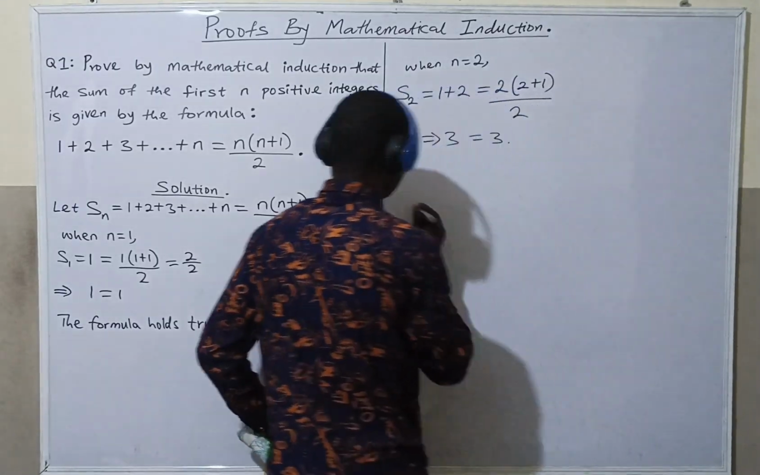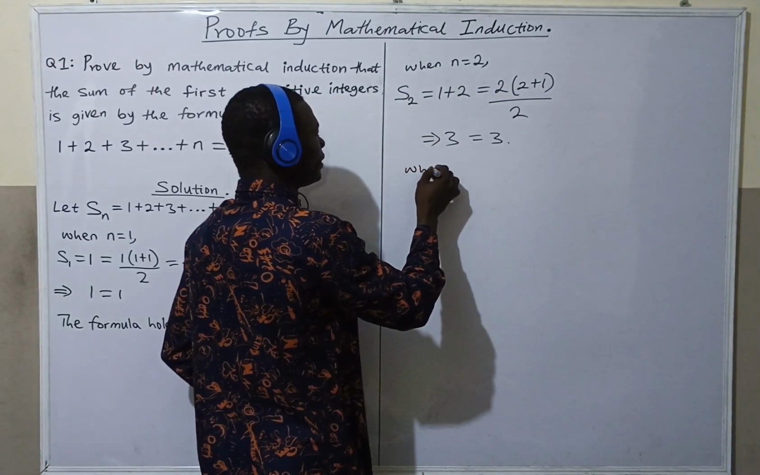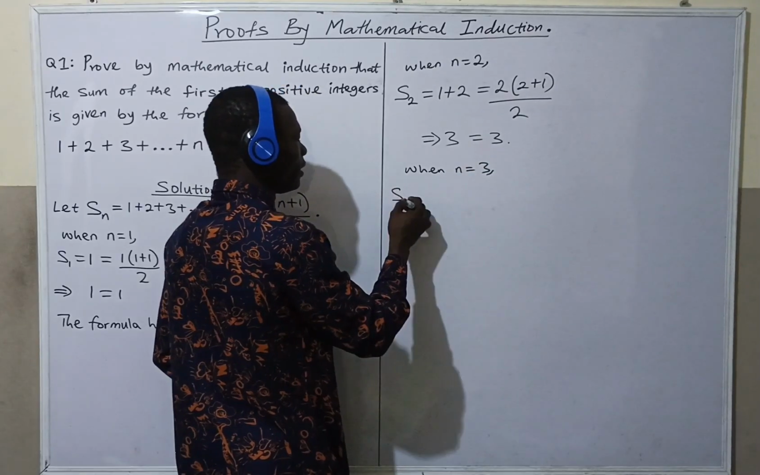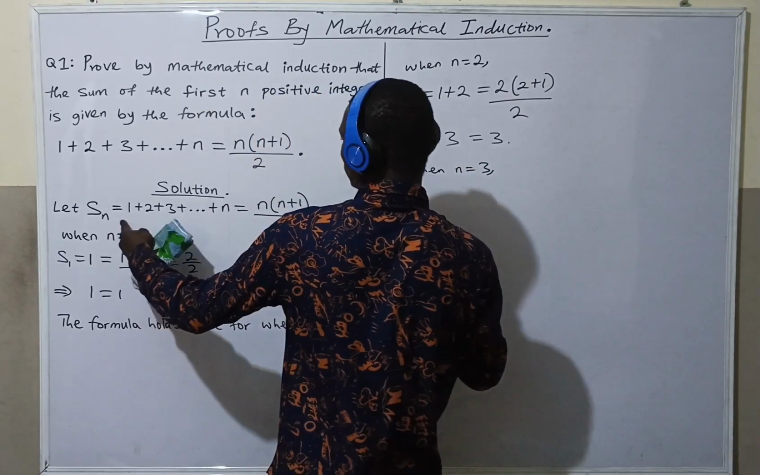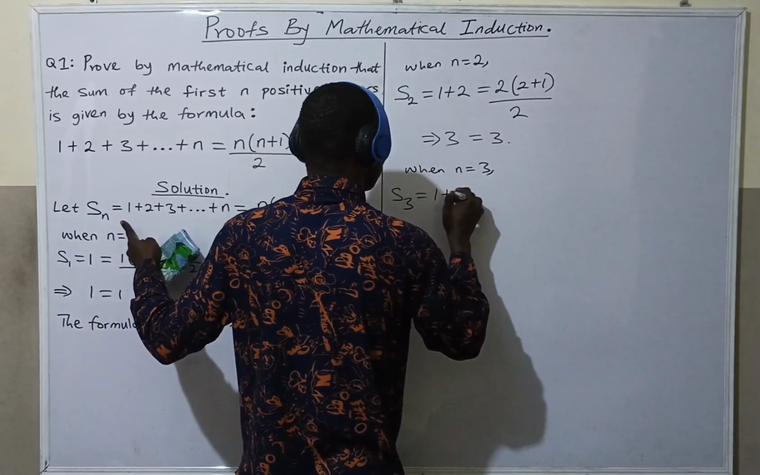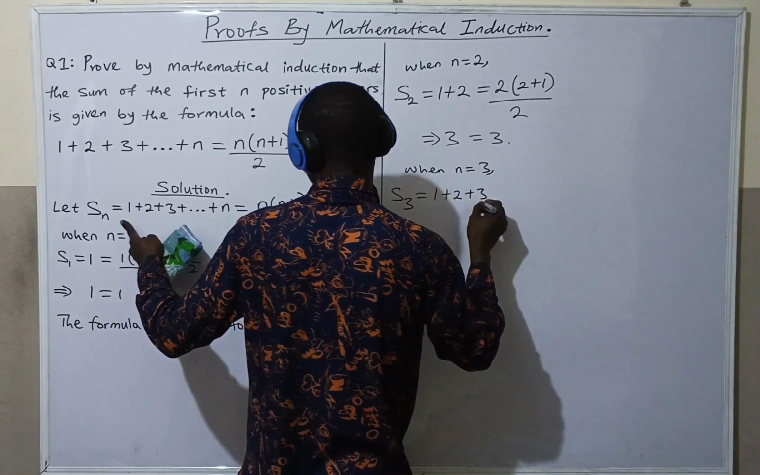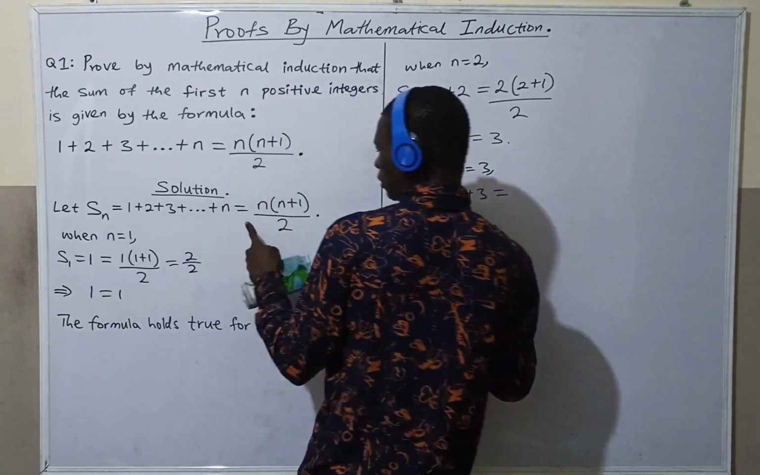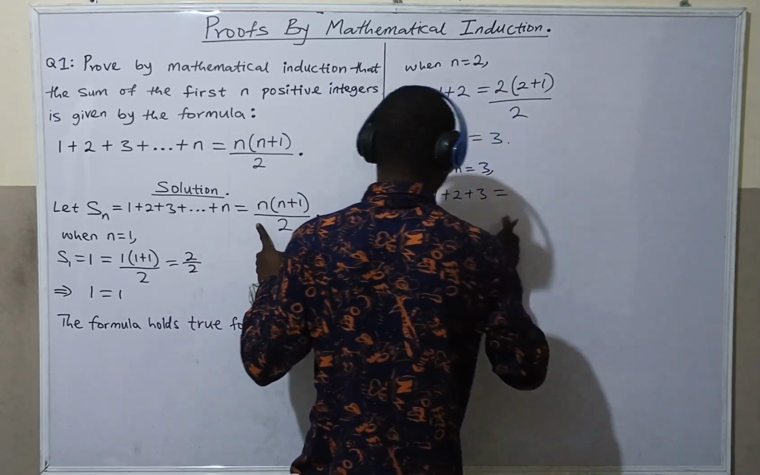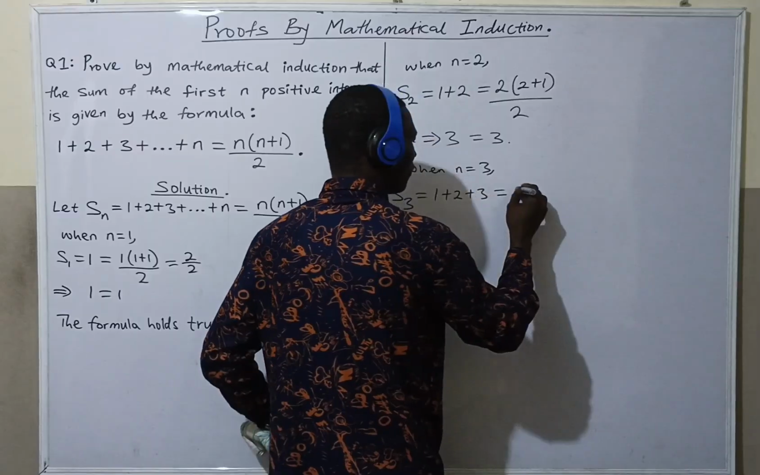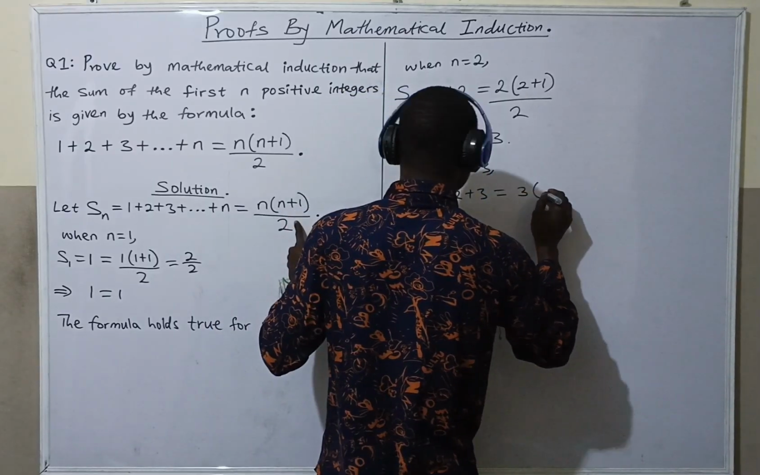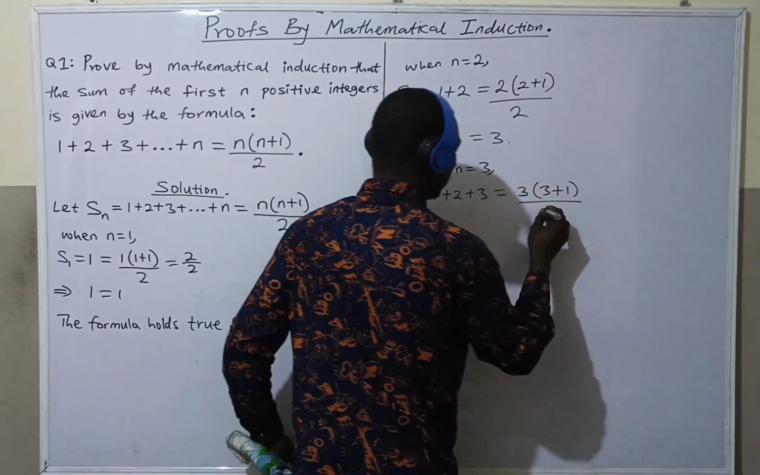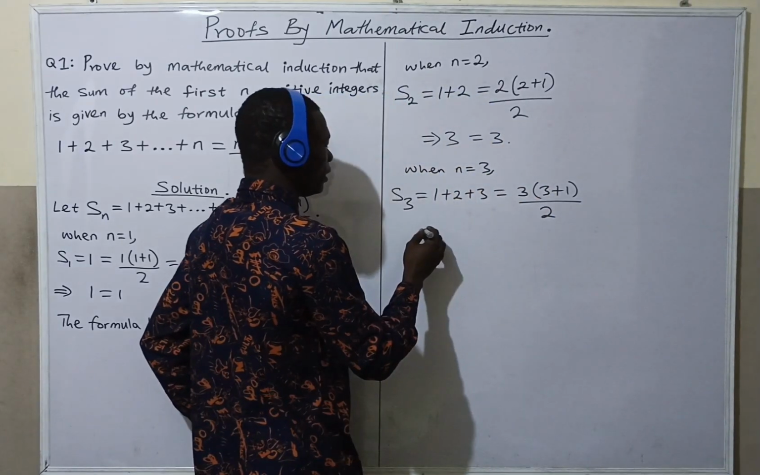We can see that. Then next is when n equals what? Equals 3. So we'll be having S3. And for the S3, we are going to be having 1 plus 2 and then plus 3 on the left hand side of this equal sign. And that must be equal to, now when n is equal to what? When n is equal to 3. So we'll be having 3(3 + 1), then everything divided by 2. So let's evaluate that also.